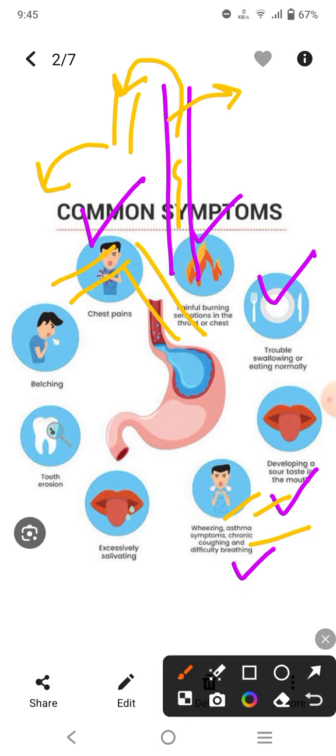Okay, next one is excessive salivating, that is the water brash sign, because whenever reflux occurs, there can also be reflux of the gastric juice into the oral cavity.